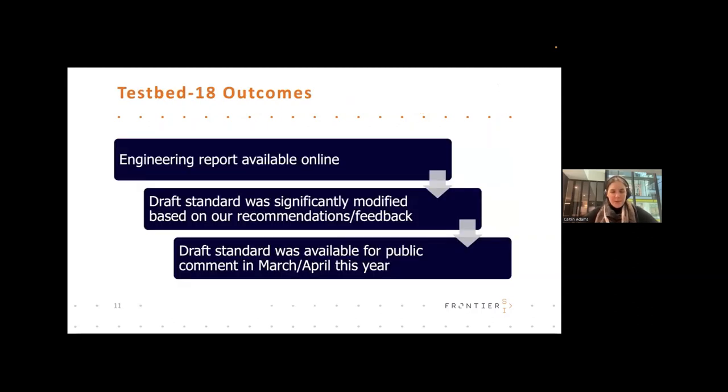So in terms of the testbed work that we conducted, quality consideration was just a small part of it. We have released the full engineering report online, so I can provide a link to that if people are interested. It also goes through what the best practices are, how people are using training data to create spatial data sets, and what really needs to be present in a standard in order to capture meaningful information about training data sets so that they can be reused.